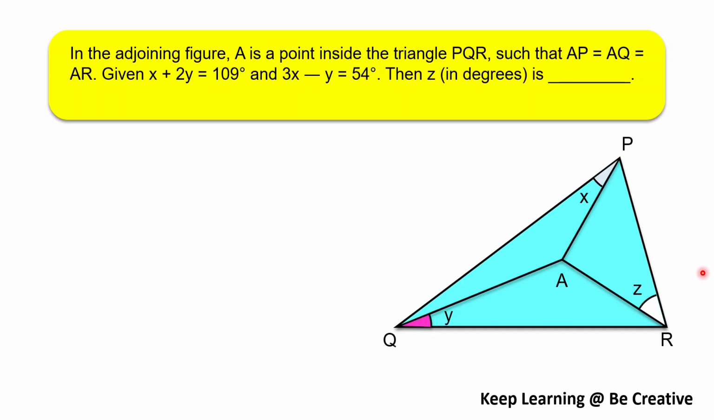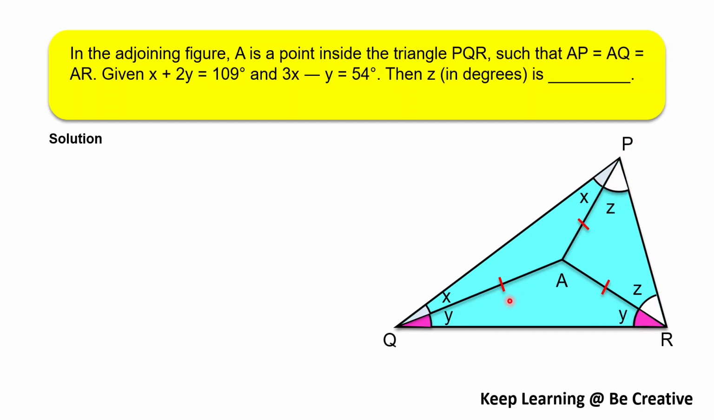Let's see the solution of this problem. Since we have been given that AP equals AQ equals AR, we will mark these sides. Here we can see that we have three isosceles triangles in this given triangle. With the help of that, I can mark this angle as angle X in isosceles triangle QAP. In a similar way, I can mark this angle as angle Y and this angle as Z.